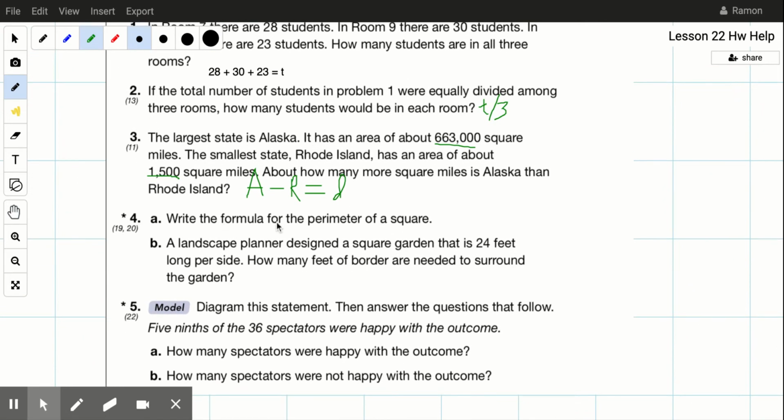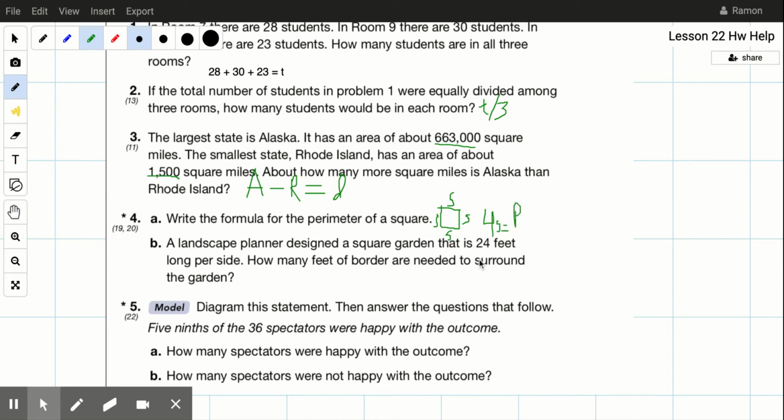Number 4a, write the formula for perimeter of a square. So we know that for the perimeter, we're just adding up all the sides together. Or that we just multiply 4 times one side since they're all the same for the perimeter.